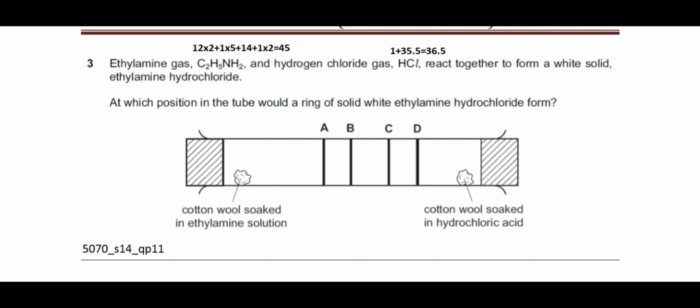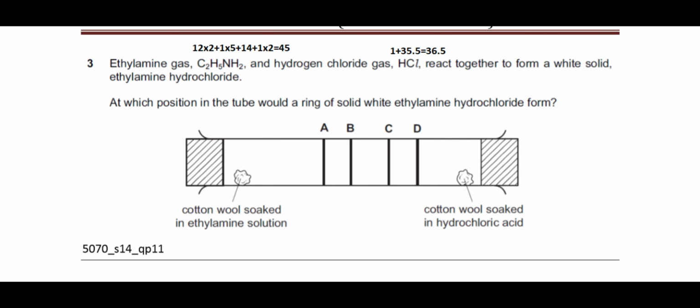As you see, ethylamine gas has a higher MR of 45 and hydrogen chloride has an MR of 36.5. That means the fumes are going to travel in such a way that a white ring is formed towards the end further away from hydrogen chloride gas, because that has a lower MR as compared to ethylamine. So definitely my answer is not Delta, not Charlie, and not Bravo as well, because Bravo is the center of the tube. They are not going to meet at the center anyway, because they don't have the same MR. So they are a little different in MR. So Alpha is going to be my answer.